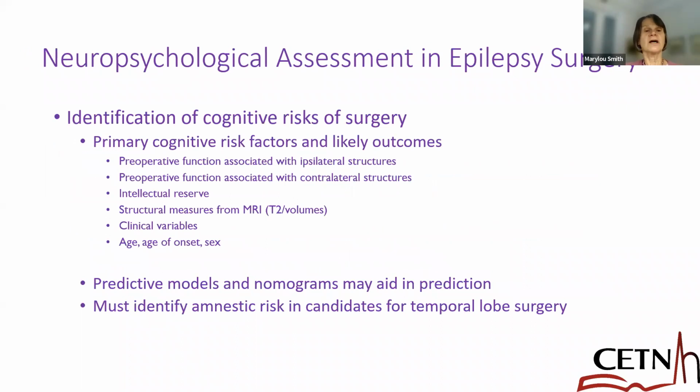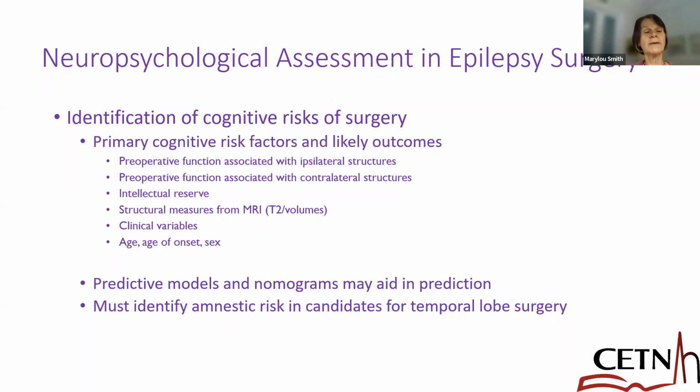So let's think about identifying the cognitive risks of surgery and likely outcomes. Our research has identified that there are a number of variables that are predictive of these kinds of outcomes. Those factors are preoperative function associated with the ipsilateral structures, the preoperative functions associated with the contralateral structures in the brain, the patient's intellectual reserve, structural measurements from MRI, a variety of clinical epilepsy variables, and age variables and sex variables can also be predictive of outcomes.